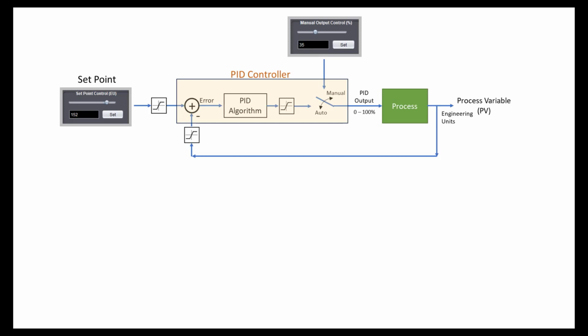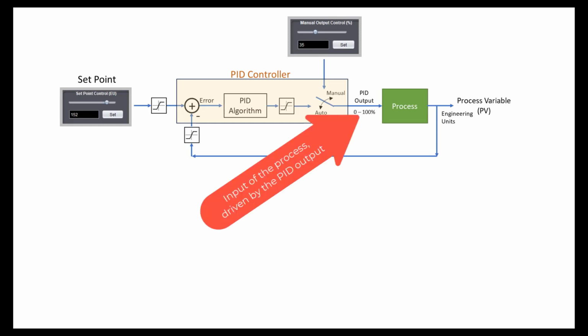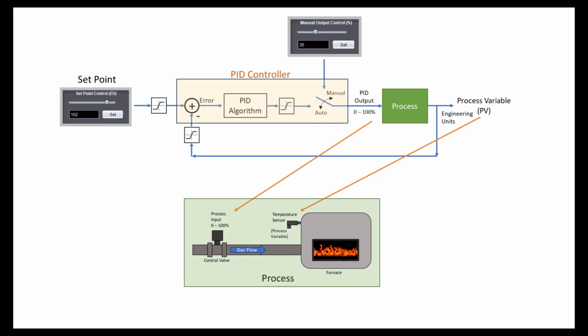The process has an input value that is expressed in percentage, from 0 to 100%. That input is generally driven by the output of a PID controller via an actuator. For example, the PID output might drive the opening of a control valve from 0 to 100%, and this valve may regulate, for example, the flow of gas into a furnace.